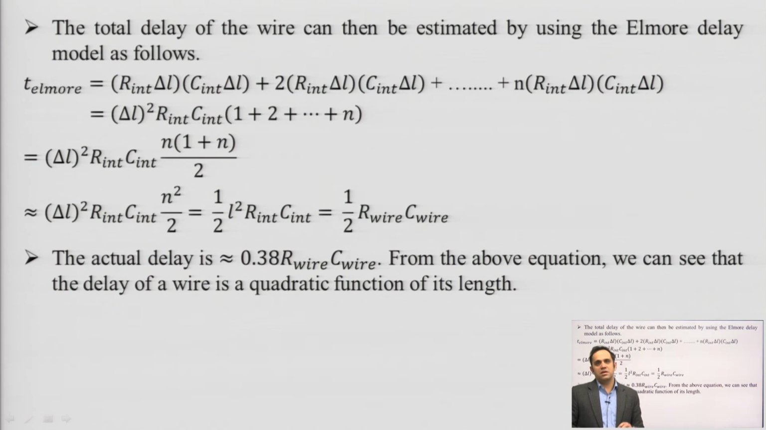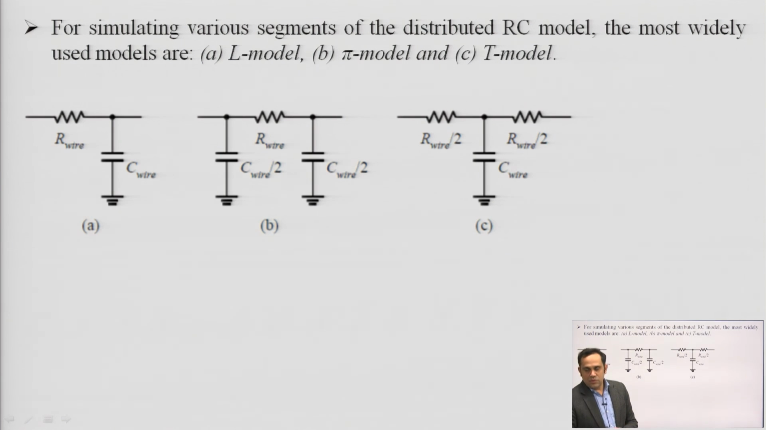That is why the distributed RC model is more valid for longer wires, whereas for shorter wires you can do away with the lumped RC model. Finally, the distributed RC model uses 3 different types of topologies. These are called the L model, pi model and T model. But the basic method remains the same. You start with the resistance, keep adding them and multiply with the capacitance at the end of each branch.